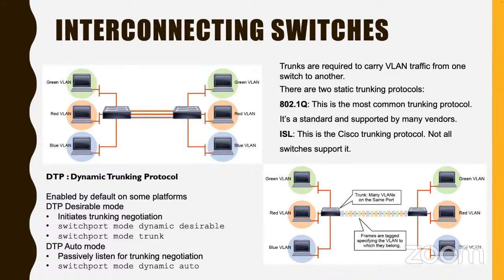I'm eagerly sending those DTP packets, actively trying to form a trunk. On the other side, if it has been configured as auto mode, it is passively listening. If someone is actively initiating the DTP negotiation and the other side is in auto mode, passively listening, they will form a DTP trunk. But if both are passively listening, in that scenario, trunking will not be formed.